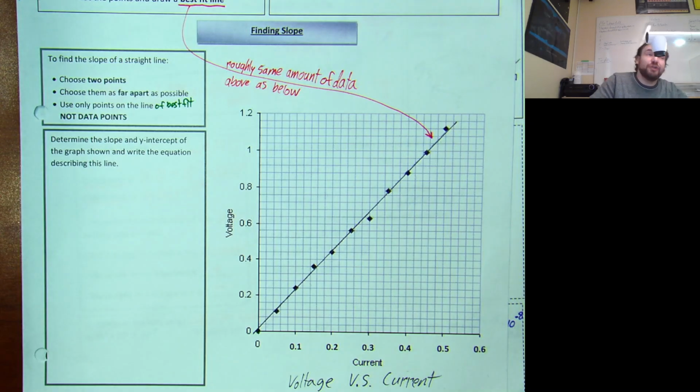So, if this is your graph, what 2 points might be decent points to take? Take a look at the graph I've given you, or if you can read it on the screen, read it on the screen. What 2 points might be decent ones to take?